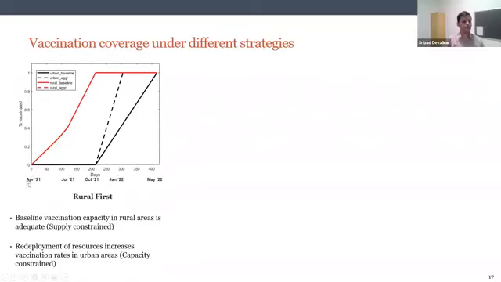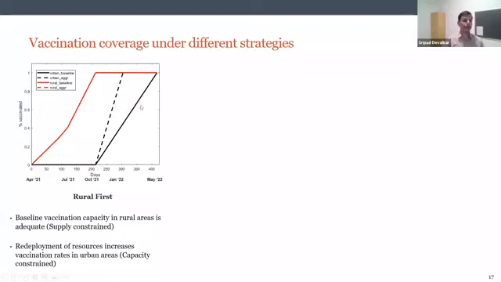Think of day 0 as 1st of April, and therefore 150 days is 5 months after April of 2021 and so forth. Now the solid red line here indicates the vaccination coverage of the rural target population under the baseline scenario. What this solid red line says is that by about 120 days, which is close to 3.5 to 4 months, about 40% of the rural population had been vaccinated. And by October of 2021, all of the target rural population had been vaccinated.